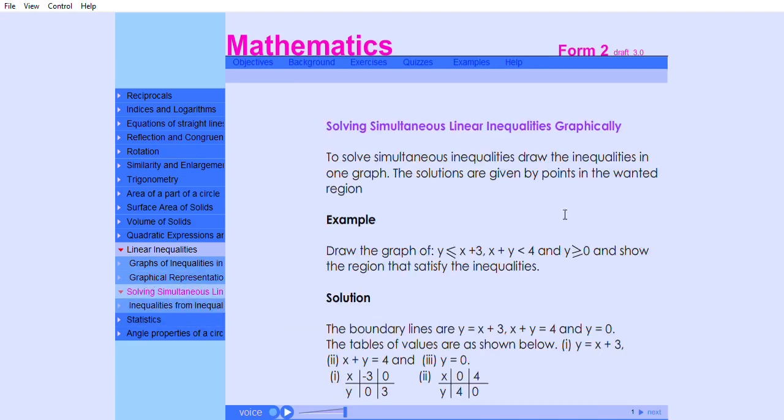Solving simultaneous linear inequalities graphically. To solve simultaneous inequalities, draw the inequalities in one graph. The solutions are given by points in the wanted region.